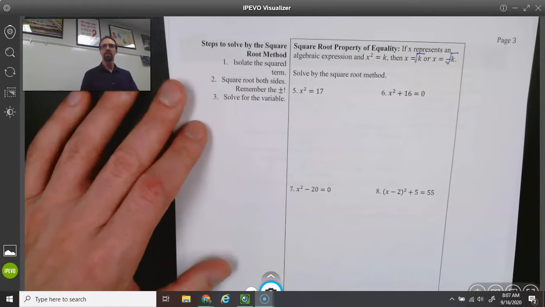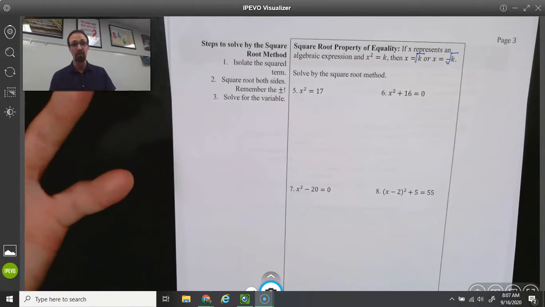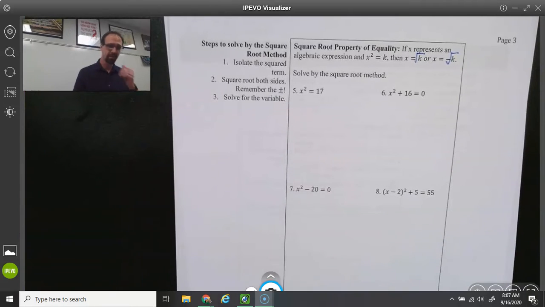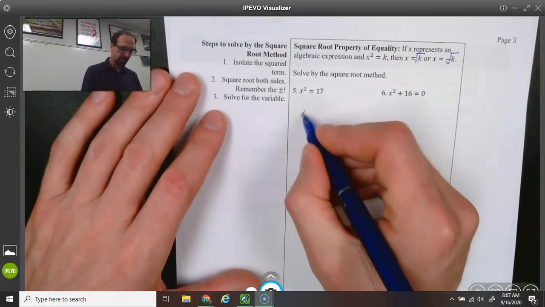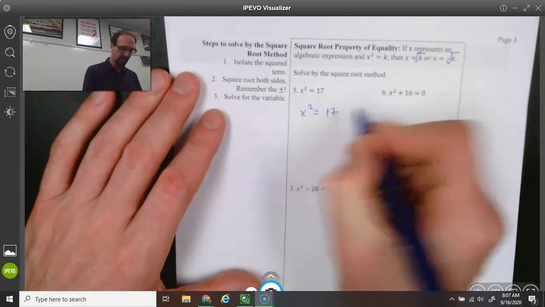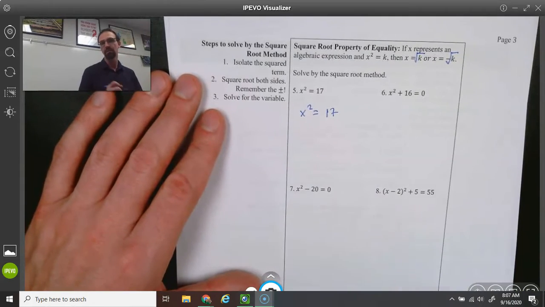So by solving by the square root method, we essentially just have a b term of 0, and so what we can do is we can just square root both sides. Whenever we take the square root of both sides, we always get a positive and a negative. So if I have x squared equals 17, the way that I solve this is I take the square root of both sides.